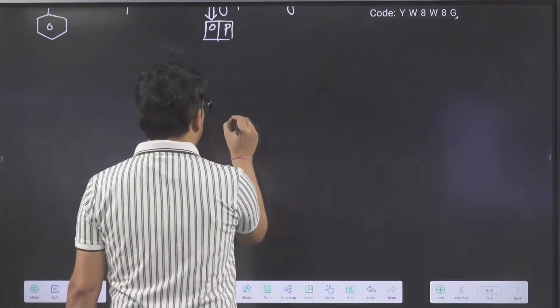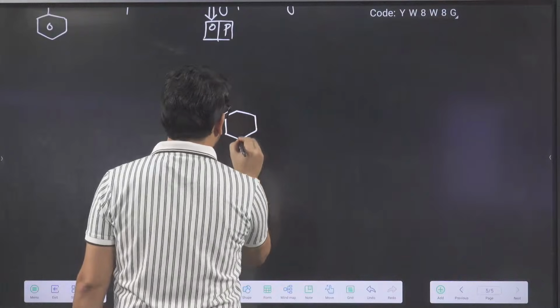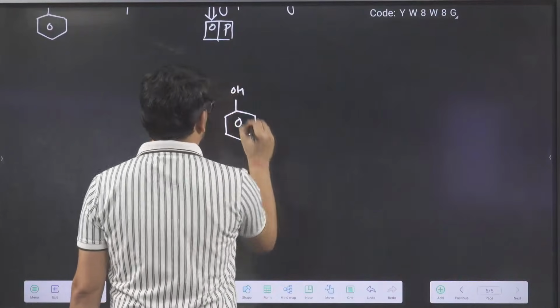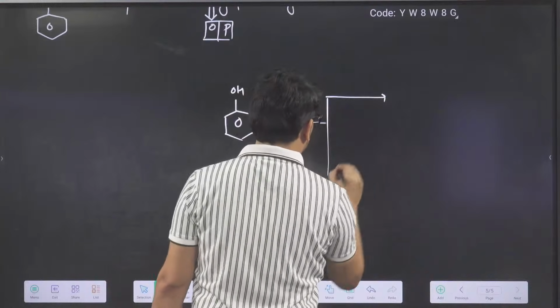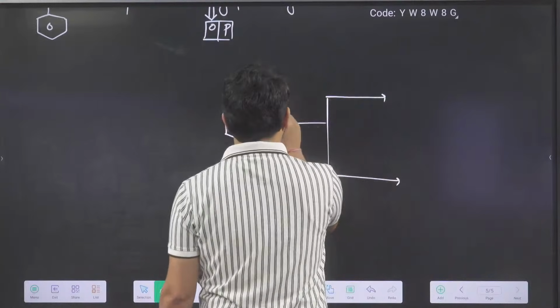Now everyone, this side. So this is now phenol. Let's say first I'm talking about nitration.